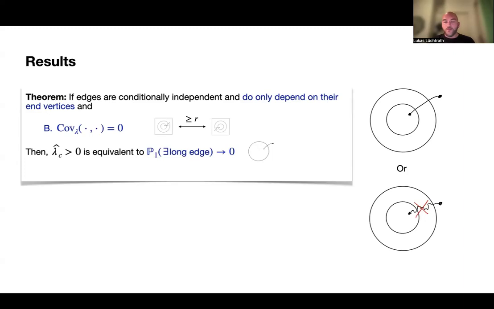And if we consider a bit more independent model, so we say disjoint regions are independent, so the covariance is actually 0 in these situations, and conditioned on the vertex set, edges only depend on the end vertices and not on surrounding vertices, then lambda hat c larger than 0 is equivalent to not having long edges for some intensity, say 1. So this gives me a situation where either all large annuli essentially are crossed with a single long edge, or they are impossible to be crossed for small intensities.